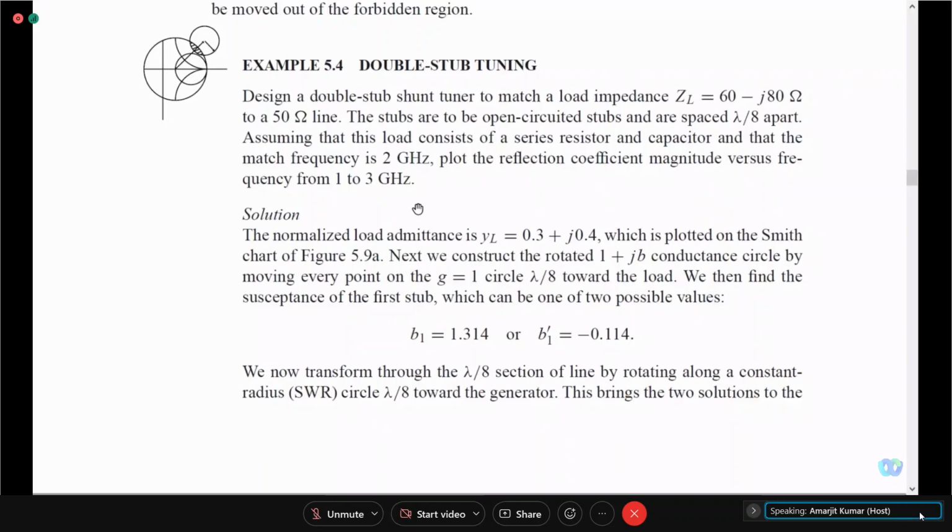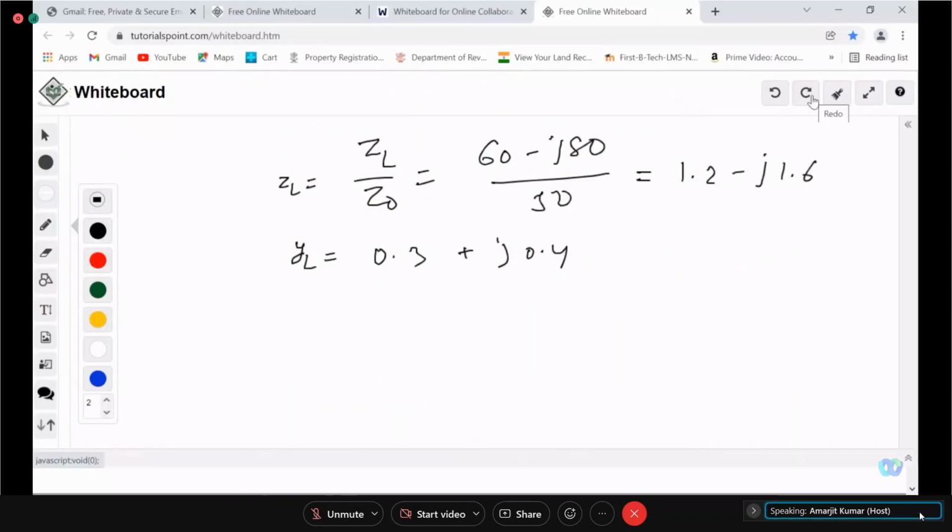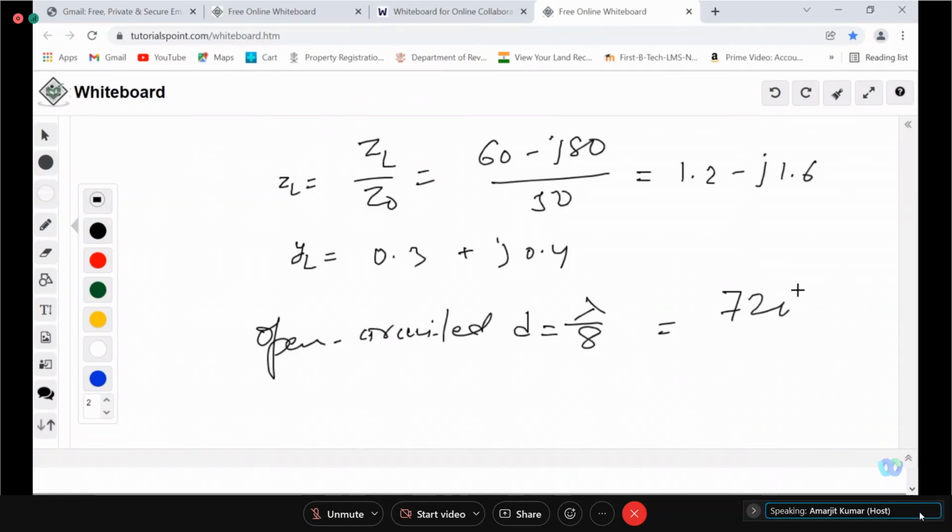Open circuited stubs are lambda by 8 apart. So open circuited, number one thing, both stubs are open circuited. Lambda by 8 apart means d is equal to lambda by 8. So lambda is 720 degrees, divided by 8 is 90 degrees. 90 degrees apart on the Smith chart.